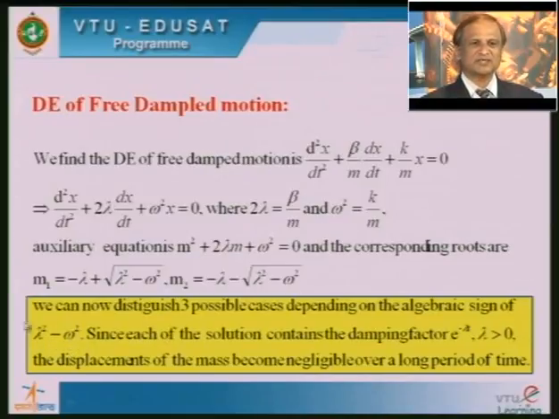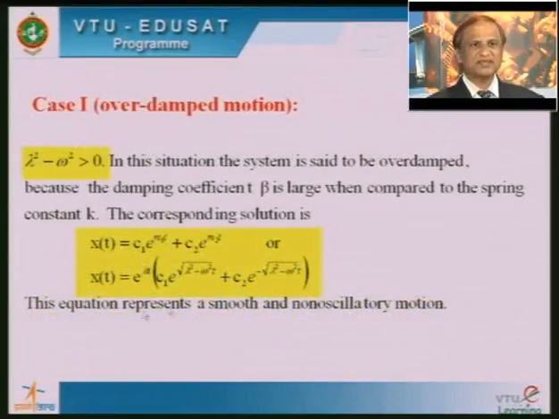Is it clear? So we can take it case by case. Suppose it is greater than 0, what happens? Equal to 0, less than 0? We shall discuss one by one. Now I have considered case 1 and I have called it an over damped motion. We call it an over damped motion if the value of lambda squared minus omega squared is greater than 0. Is it clear?